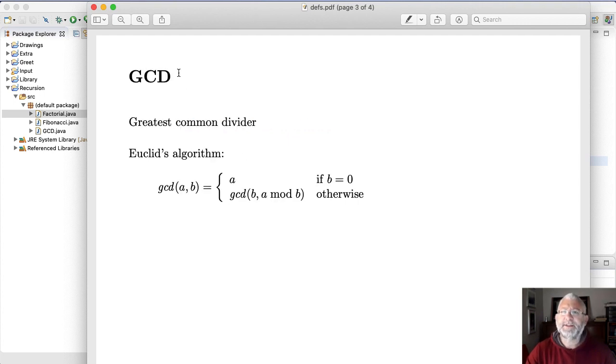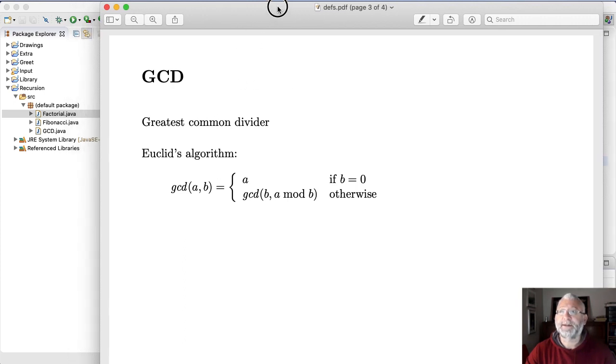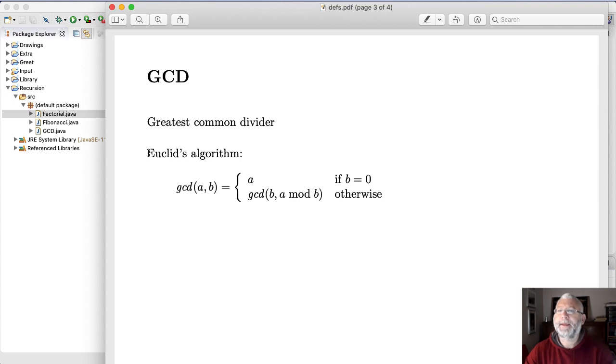Our next example is GCD, which stands for Greatest Common Divider or Divisor. In mathematics, this solution is called Euclid's algorithm because Euclid, the Greek mathematician, invented this. And once again, we're just given the recursive relation. The GCD of A and B is either A if B is equal to 0, or it's the GCD of B and A mod B.